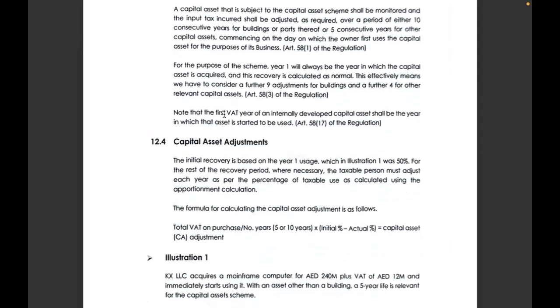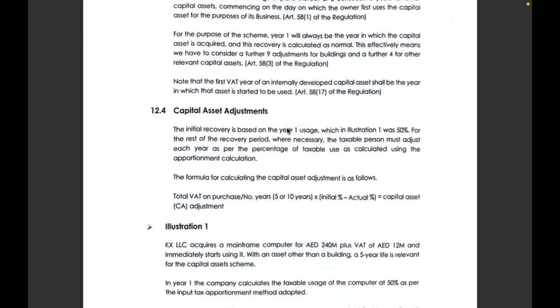Note that the first VAT year of an internally developed capital asset shall be the year in which that asset is started to be used, basically put to use. So that is again Article 58.